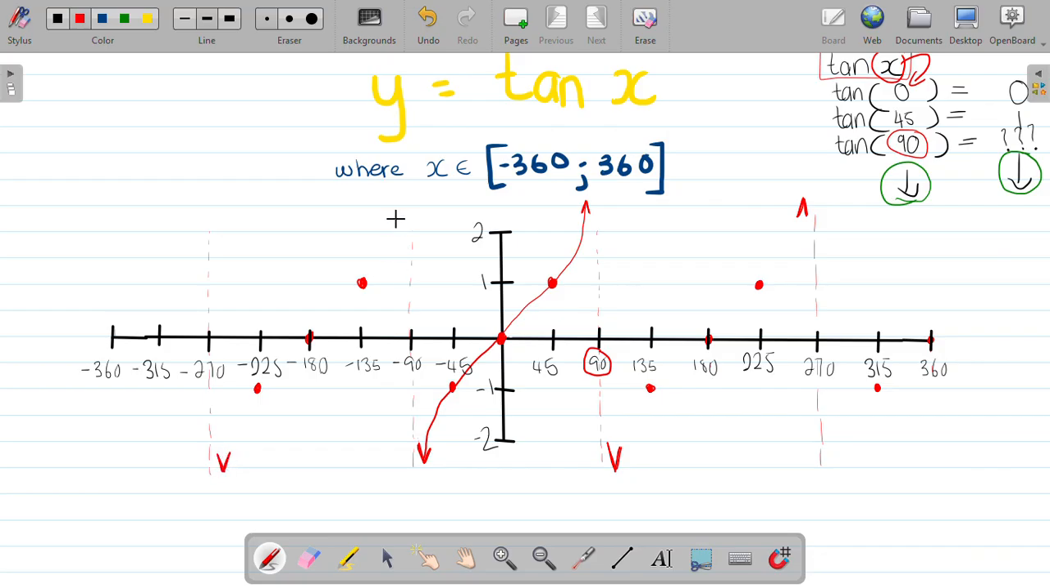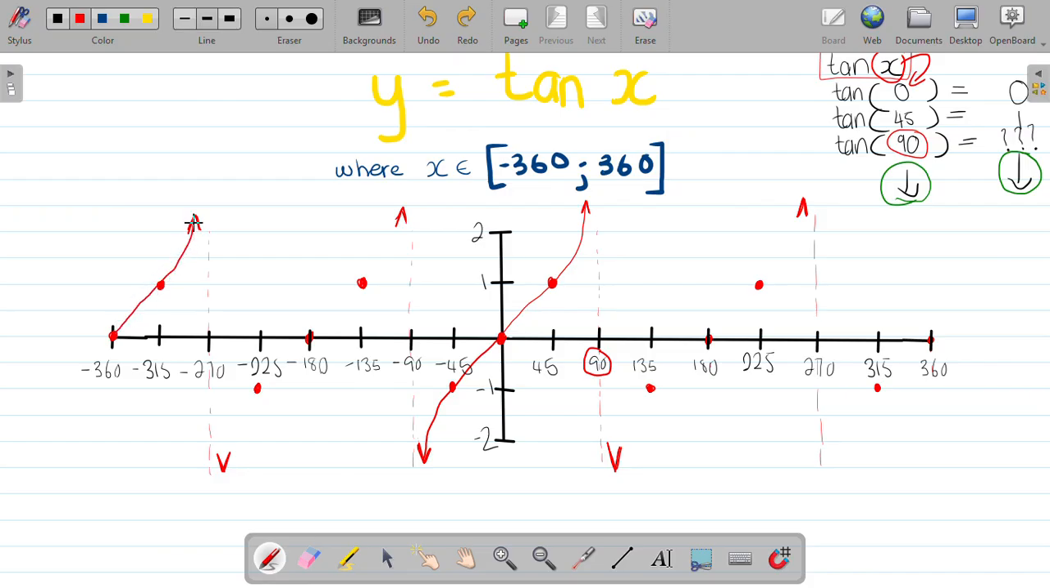The same thing over here, it will never touch, so we just put an arrow. And then over here, we'll get 1, -315. We'll put an arrow over here because it will never touch, and then -360 like that. And now we can go ahead and join everything together. So it will go like that. It will continue to go up, but never touch.